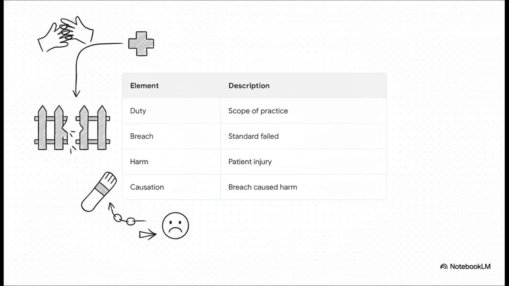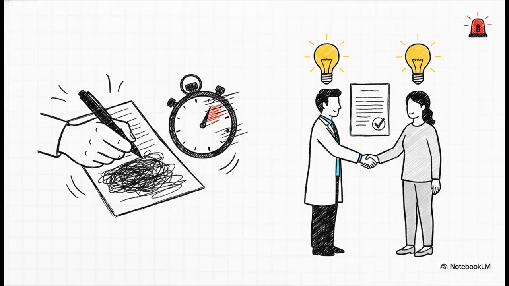To truly understand your legal liability, you need to know the 4 specific elements required to prove negligence. First, you must actually have a duty to the patient. Second, there has to be a breach of that duty, a failure to meet the standard of care. Third, the patient must suffer actual harm. And fourth, there has to be causation, meaning your specific breach directly caused that harm. You need all 4.